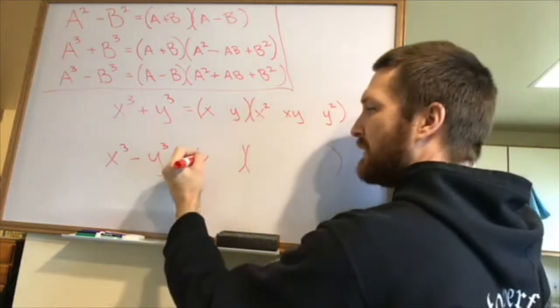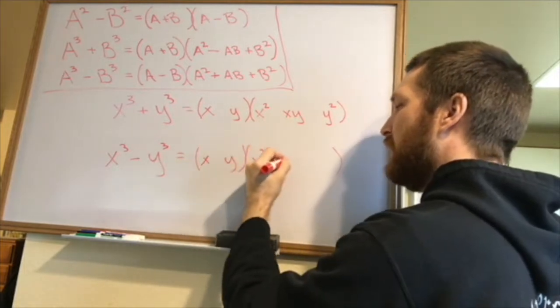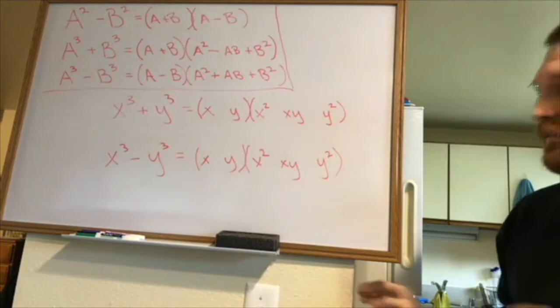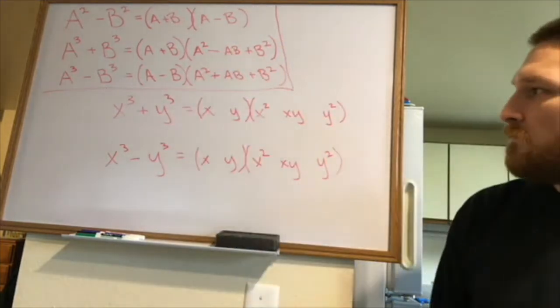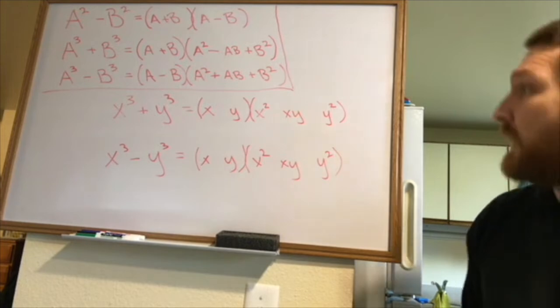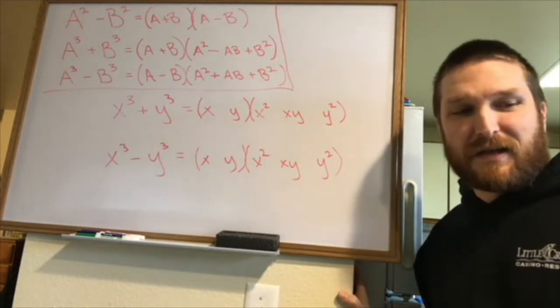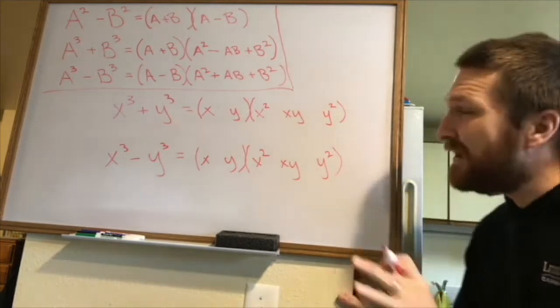I have my x, I have my y, I have x squared, xy, y squared. You can see thus far, everything matches up right here. I believe I did that right. Okay. Now, this is the nifty little mnemonic device. I'm not sure if you've ever seen this before. If you've never seen sums and differences of cubes, you probably haven't.